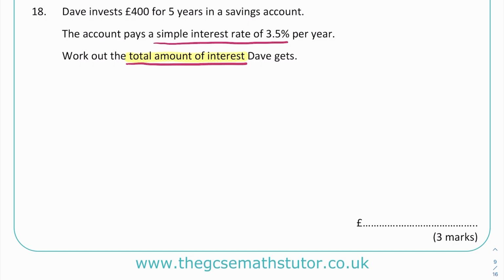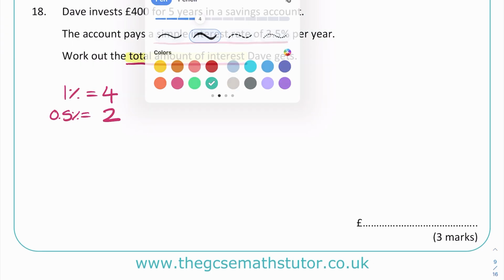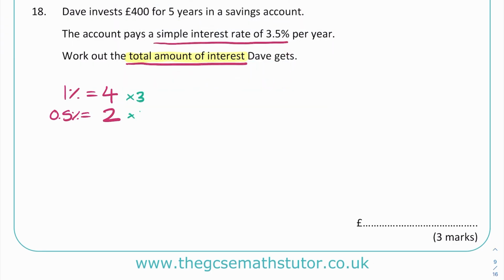So simple interest, we get the same amount every year based on whatever you get in the first year. So if I work out 3.5%, I'd always start by getting 1%. You could start with 10% and then break it down that way if you like. But 400 divided by 100 would give me 4. So 1%, I'm going to get £4. I want another 0.5% as well, because I want to make 3.5%. So 0.5% would be half of that, which is 2. So to get 3.5%, I want 3 of those, and I want 1 of those. So 3 times 4 is 12, plus the 2, and in total, that's £14. So every year, we're going to get £14.